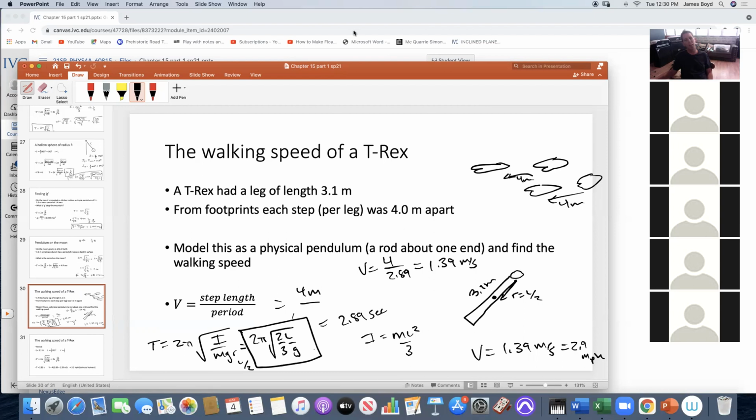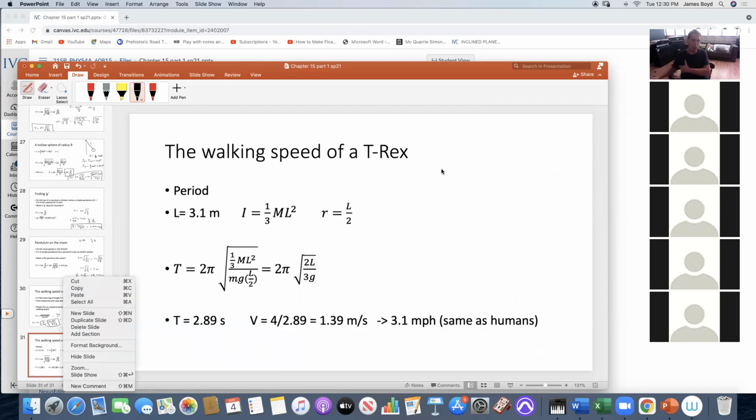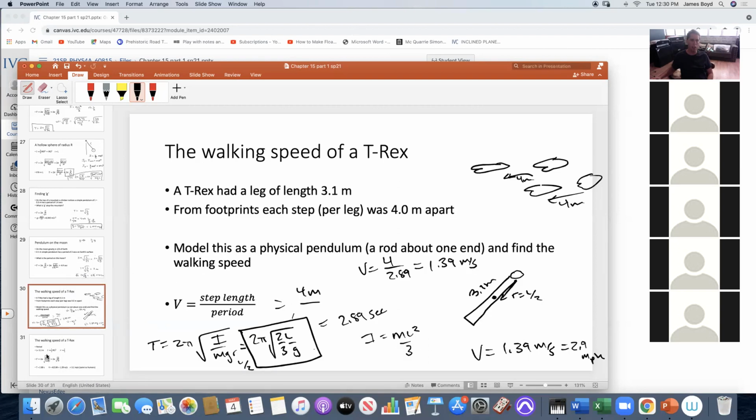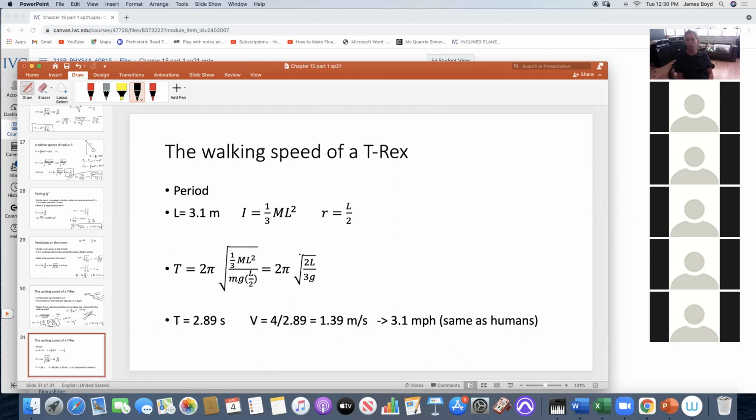The average human walks about 3 miles per hour, unless you're really tall. So a Tyrannosaurus Rex walked at about the same pace as a human. This is the same math, just cleaner. How did my time get so off? Oh no, my time was right. You end up getting about 3.1 miles per hour, I think is what the book said. I always use a rule of thumb of about 2.1 miles per hour.